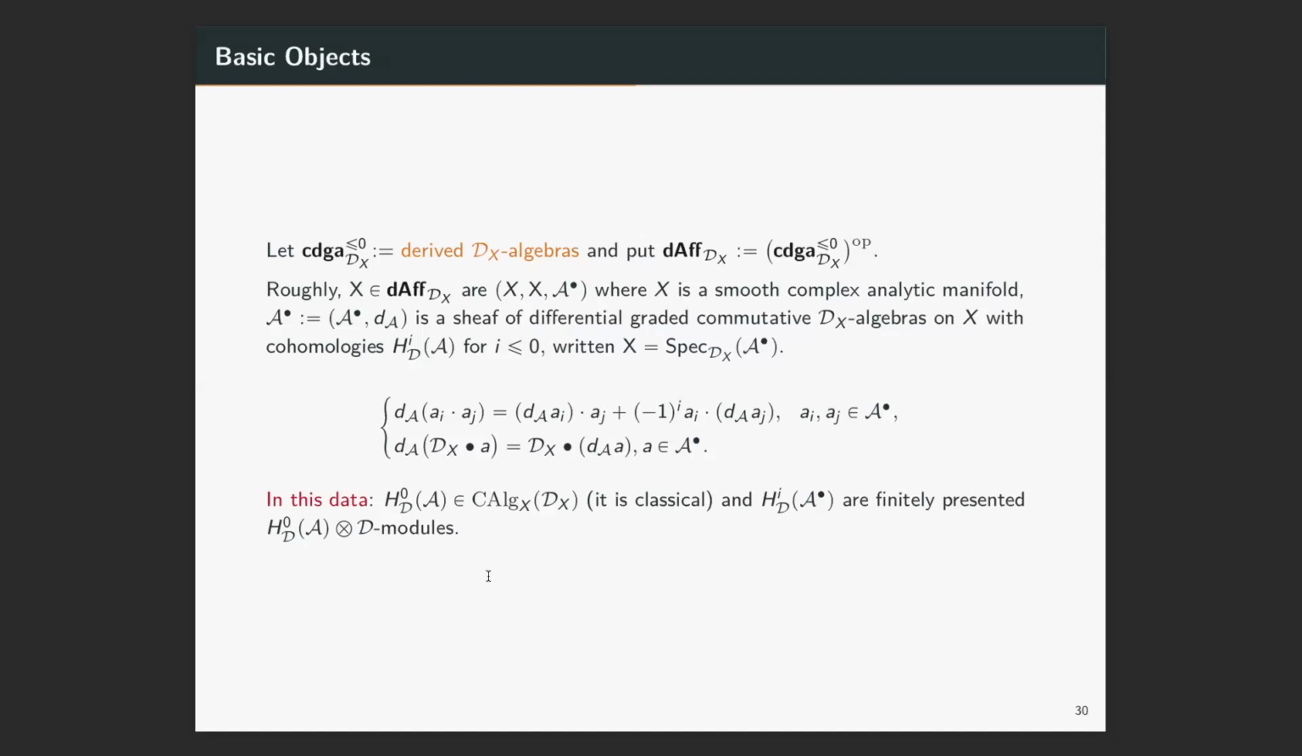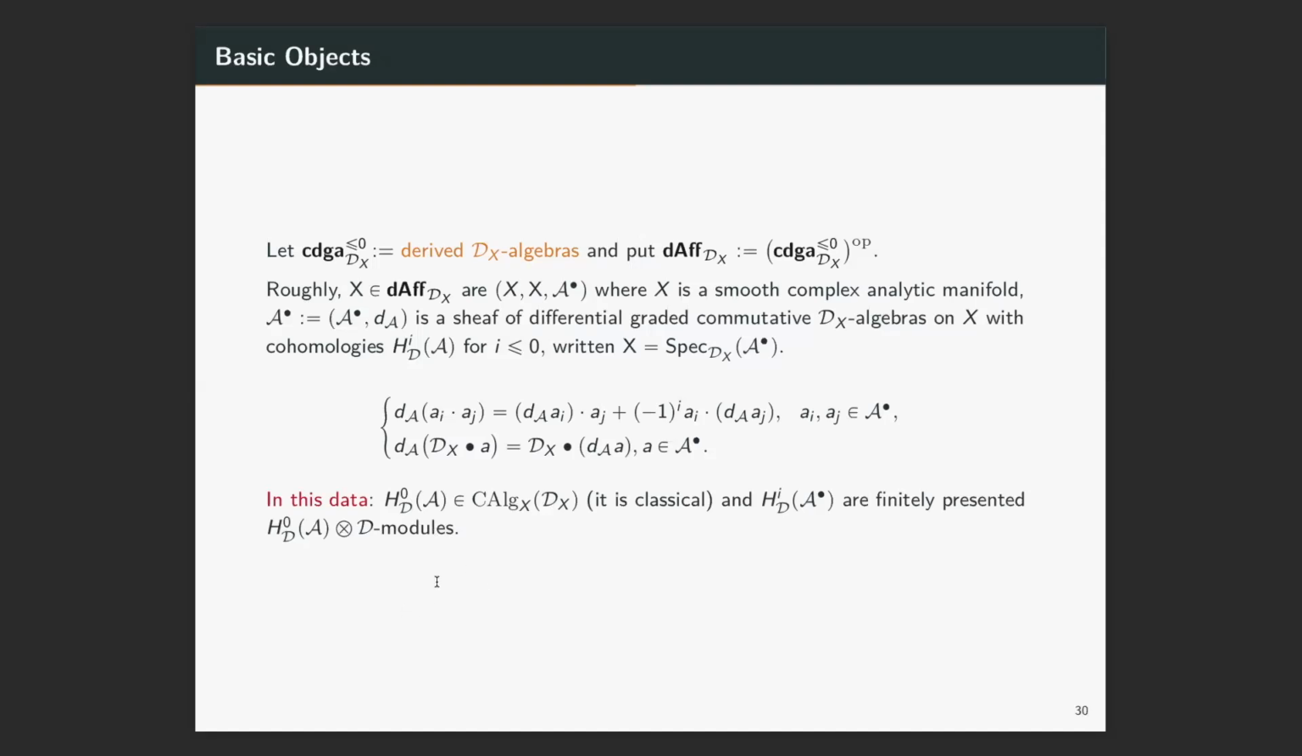And so in this data there's bundled together this. This is d squared equals 0. So we have cohomologies we can take with respect to this differential. We'll denote them with this H with a lowered D. These are intrinsic to this D-scheme structure. And in this data, we have the H0. This is demanded to be a commutative algebra, a classical setting. And all of its higher cohomologies, so these are in negative degrees, are finitely presented H0 D-modules.